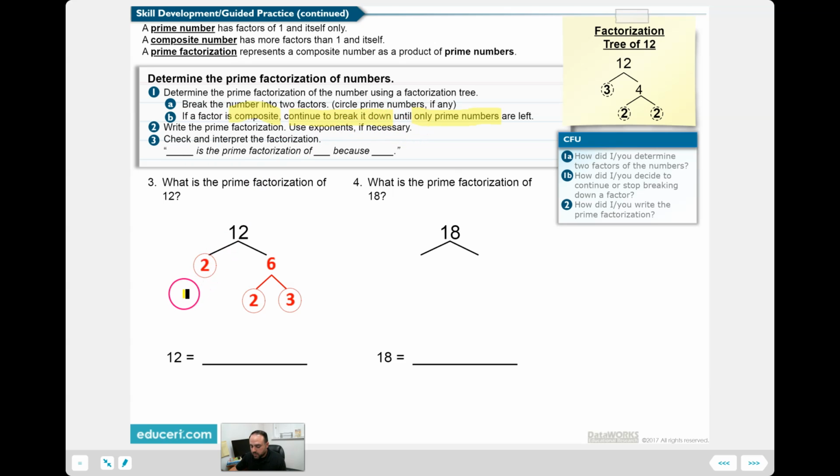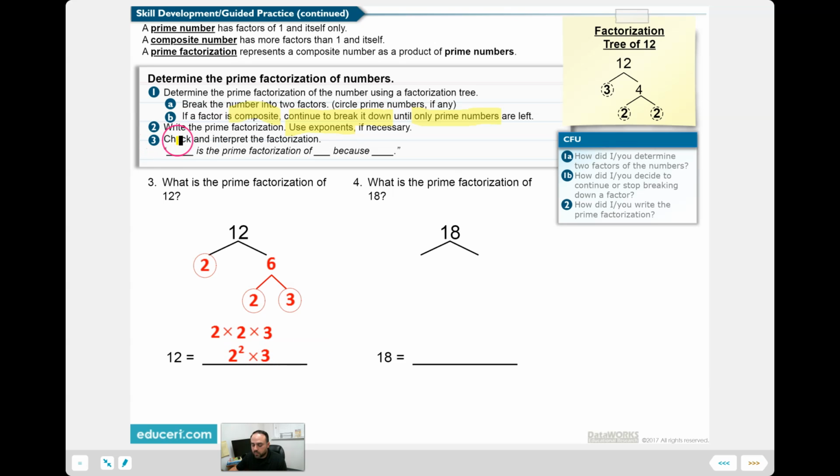For step 2, we need to organize our prime factor endpoints and use these endpoints to write the prime factorization. 2 times 2 times 3. Now we need to use exponents when we have one factor that's repeated. So here we have the prime factor 2. It's written 2 times, so we can use an exponent to represent 2 times 2 as 2 to the second power. So 12 is equal to 2 to the second power times 3.